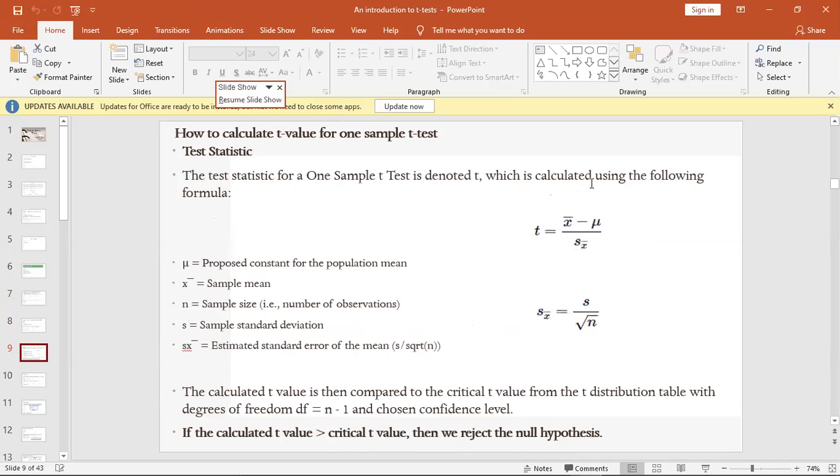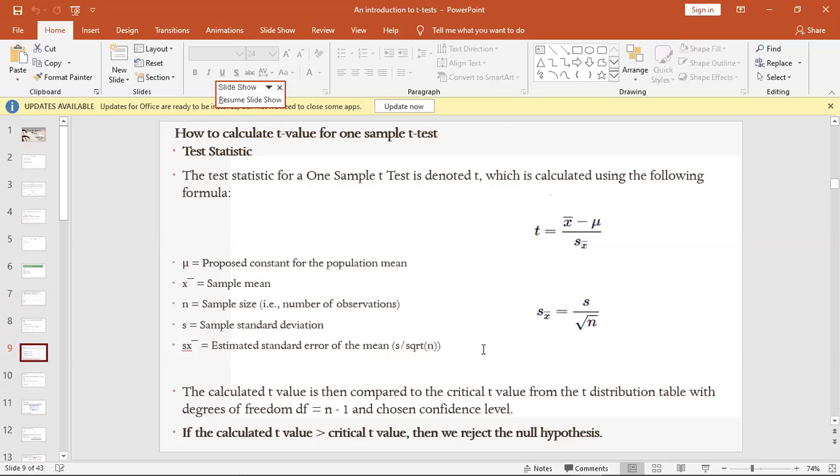This is the t value, which is calculated using the following formula: t equals the sample mean minus the population mean, divided by the estimated error of the mean. From this formula, you can see how the estimated error, or standard error, is calculated. s is the standard deviation, divided by the square root of the sample size n. These two formulas will be used if you are trying to calculate by hand, right?